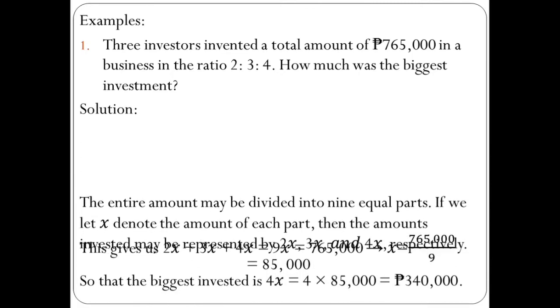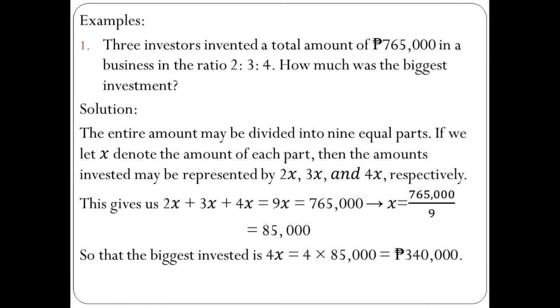So for our solution, the entire amount may be divided into 9 equal parts. If we let x denote the amount of each part, then the amount invested may be represented by 2x, 3x, and 4x. Saan galing tong 2x, 3x, and 4x dito po sa ratio? We have 2:3:4. May x tayo class kasi yun po yung hahanapin natin, amount of each part. So, 2x, 3x, and 4x respectively. Okay, so saan po class galing yung 9? 9x. I-add lang natin yung tatlong ratio.